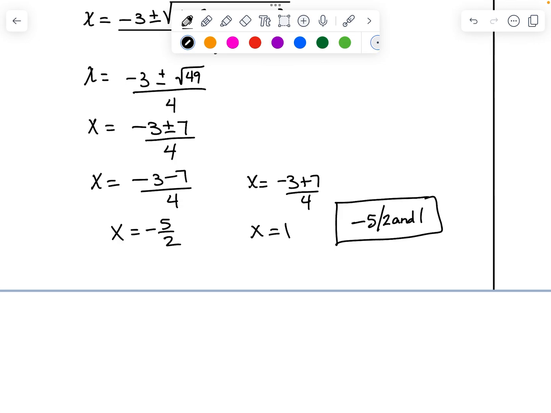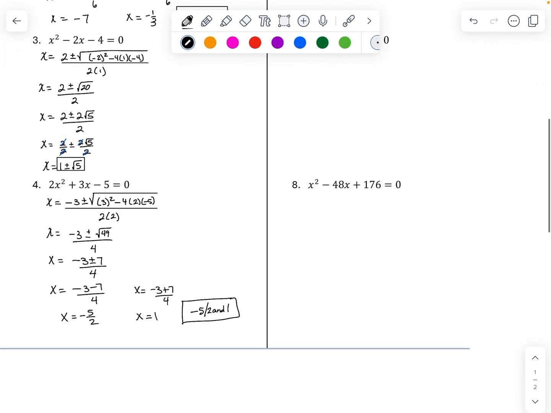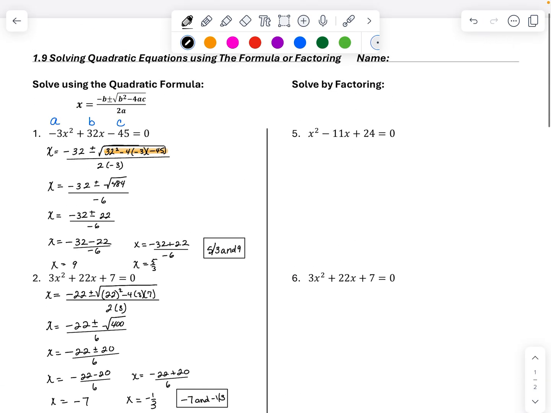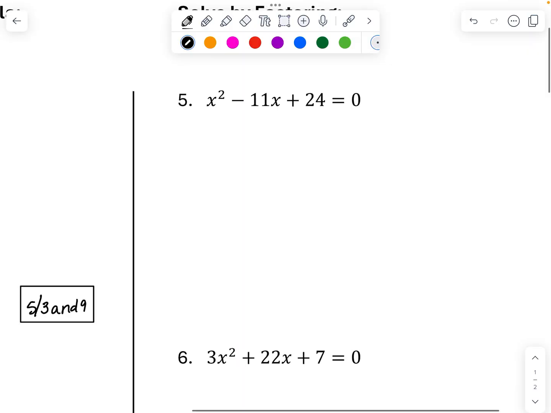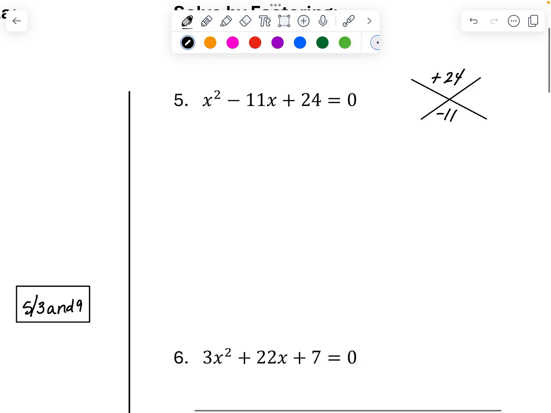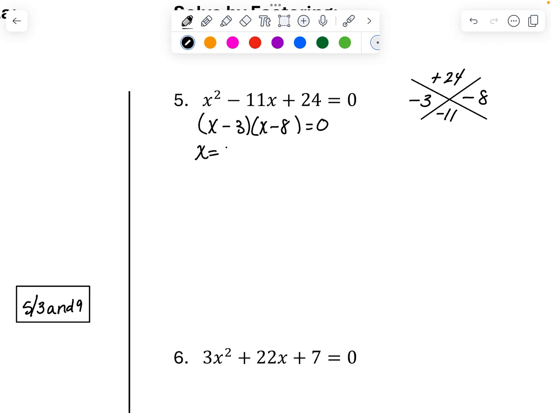So now, let's try by factoring. Okay, so by factoring, I want the factors of positive 24 that add to negative 11. They are negative 3 and negative 8. So x minus 3, x minus 8 is 0, x equals 3, x equals 8.